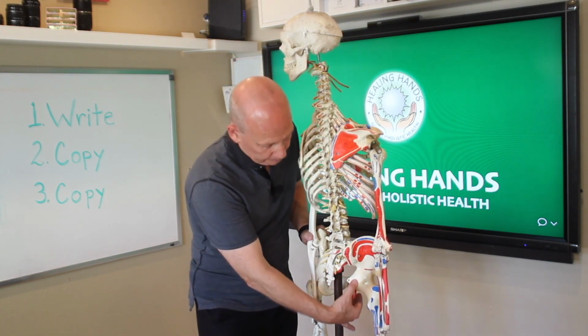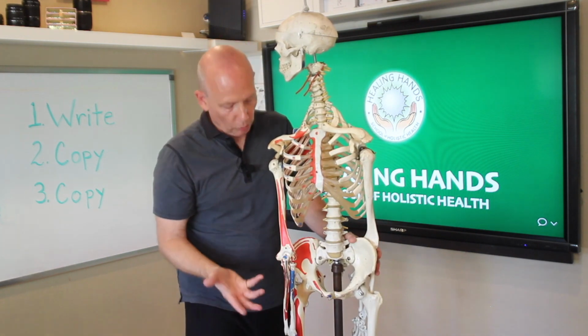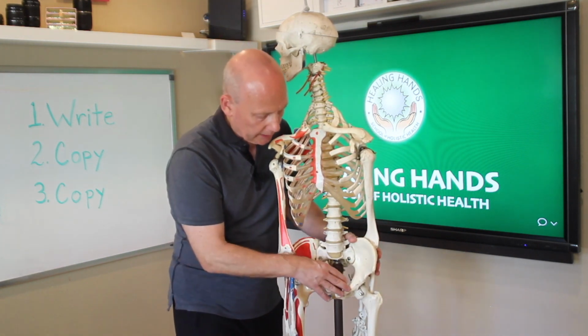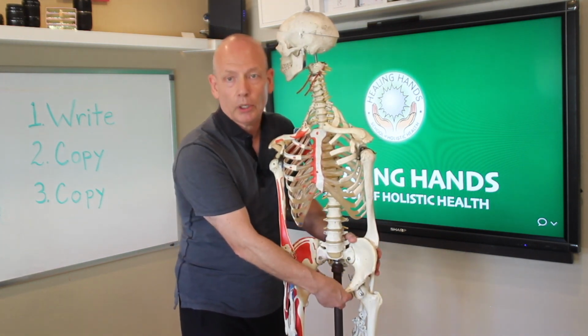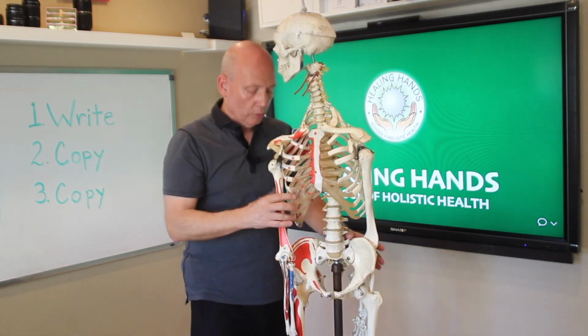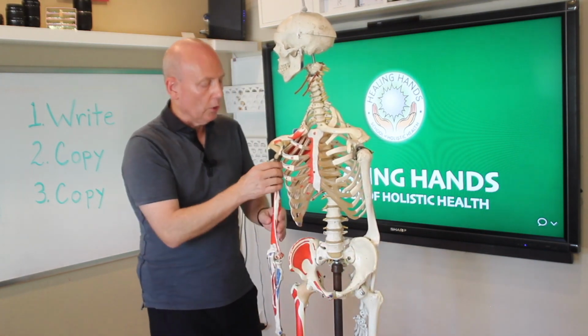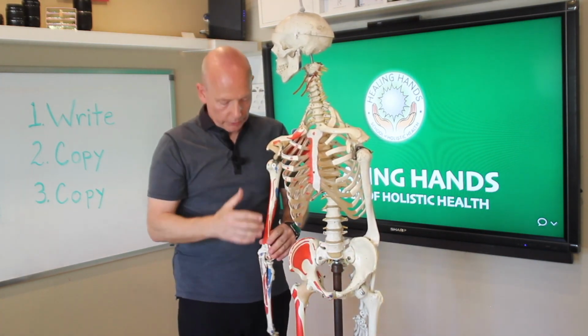The third part of the pelvis that you don't really need to know or write down is the anterior inferior part, and that is called the pubis. You don't really need to write that one down because we don't generally go there in circulatory massage.